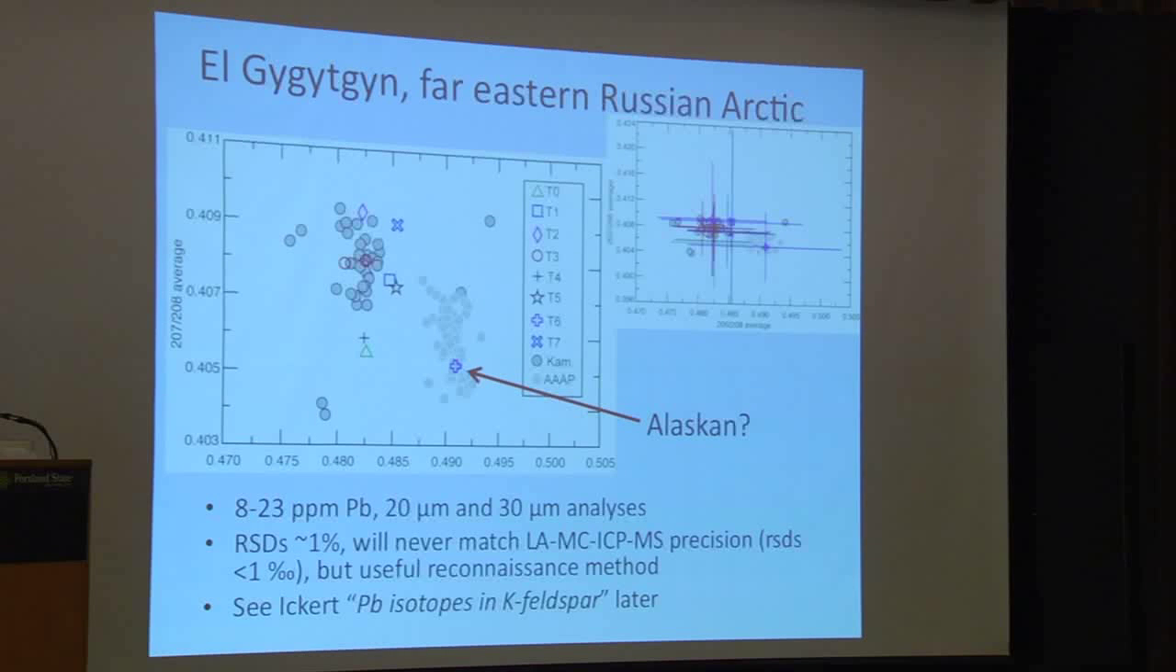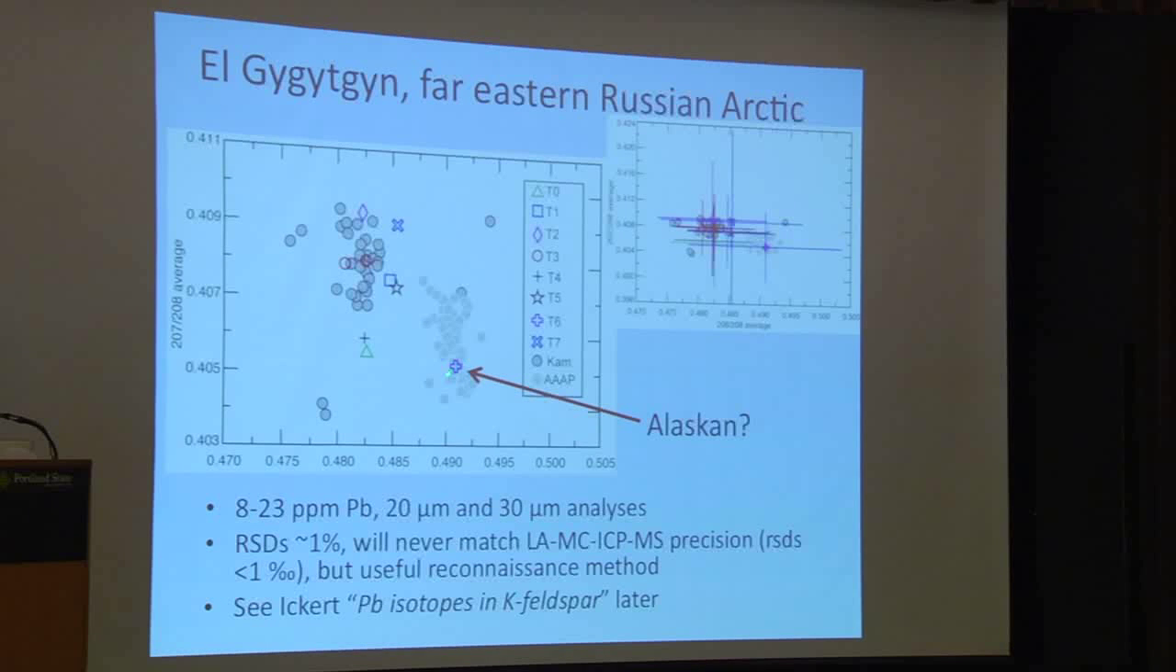This was something to do with Britta and one or two other people. This is a lake in the far eastern Russian Arctic that's got a series of tephras in it. We did the leads on those as well. Those are all Kamchatkan published lead isotope data. These are all Alaskan published lead isotope data.